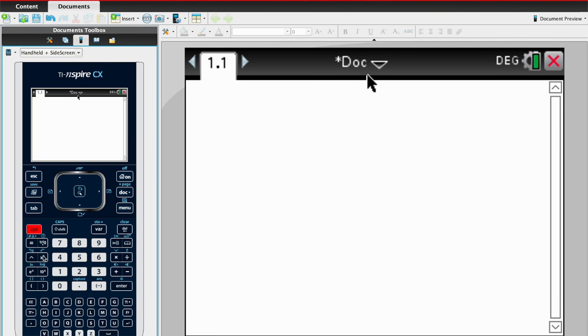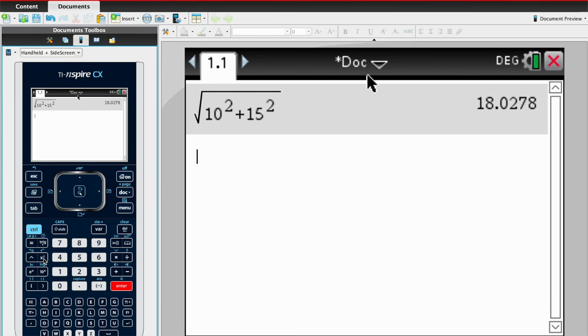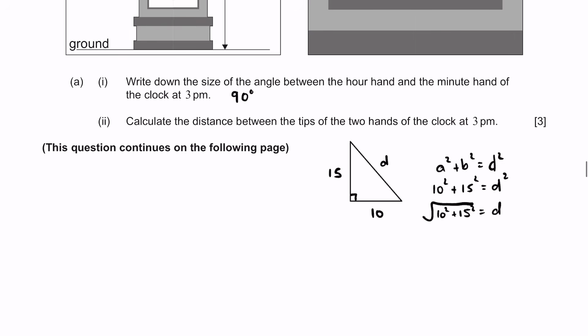So let's open up a square root. And the question is, what is 10 squared plus 15 squared? All right, and the answer is 18.027 or 18.03 or just 18.02 to 3 sig figs. All right, let's go back to the document. 18.03 is equal to D. Therefore, D is equal to just 18.0, and then our units are centimeters. Okay. Let's move on.